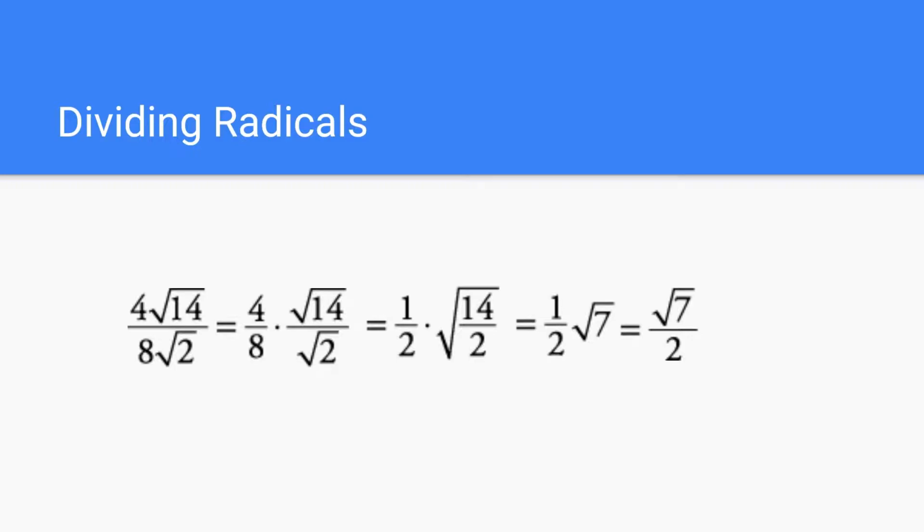Then you simplify the coefficient fraction and combine the radicals. That would give you 1/2 times radical 14 over 2. Then you simplify the radical fraction, which would give you 1/2 times radical 7. And then if you put the radical over an imaginary 1, so it would be radical 7 over 1, then you multiply the numerators, which would be radical 7, and the denominators would be just 2. So you end up with radical 7 over 2.